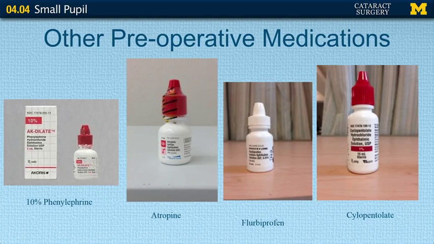Medications such as cyclopentolate or atropine can sometimes be used several days before the patients undergo cataract surgery to see if that can help dilate the pupil. And lastly, flurbiprofen is a non-steroidal anti-inflammatory that can be used to prevent miosis during cataract surgery.